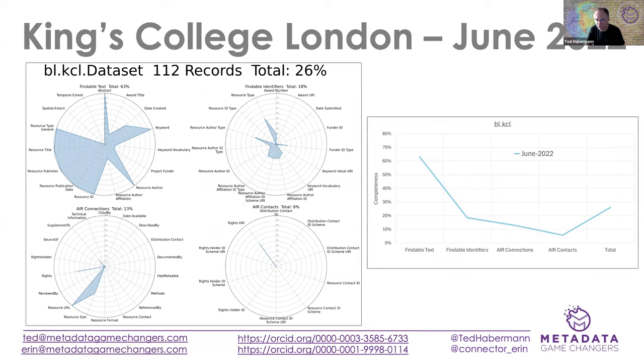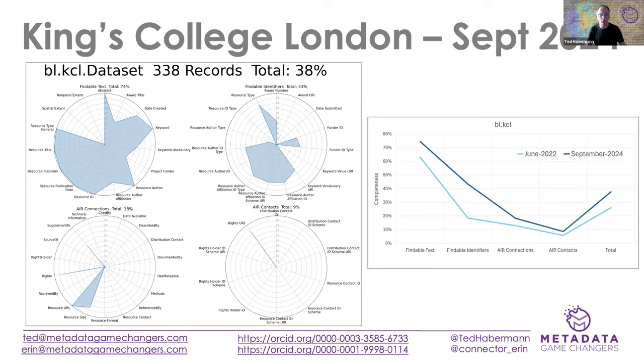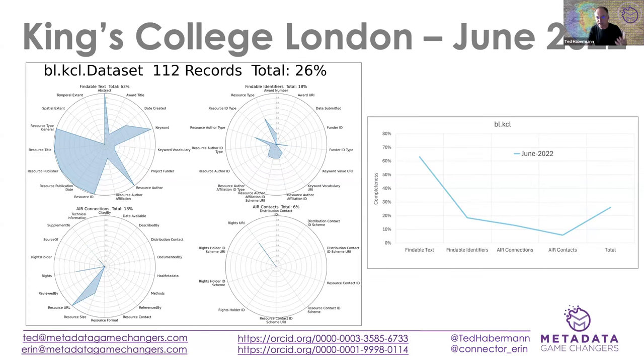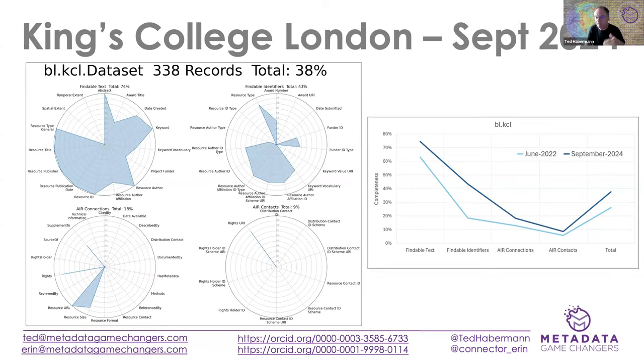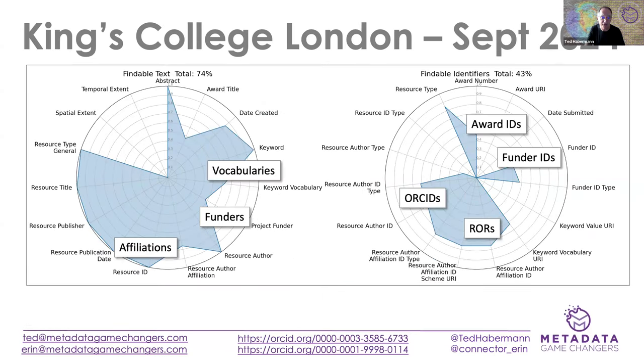So here's a couple others. King's College, I'm going to start going through these quickly. King's College before, King's College afterwards. So this is again an increase from right around average. Remember, average is around 26 or 24%, something like that. Maybe it's 26. So pretty average in June and now 38, well on their way to being above average. And these are the things that they added in here. Again, ORCIDs and RORs, some funder stuff, some affiliations, which is a step towards RORs, vocabularies, a big increase.